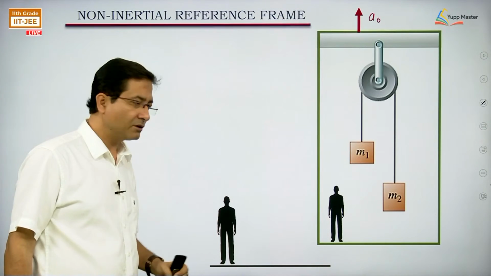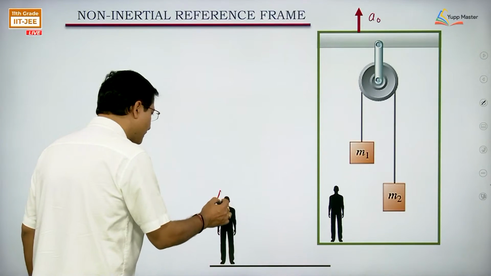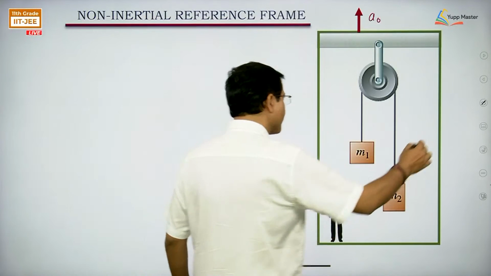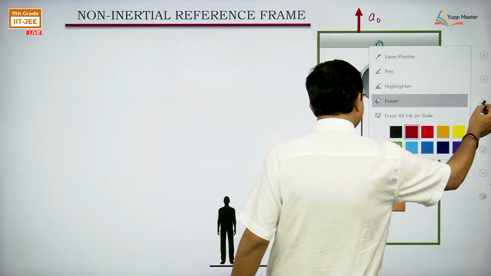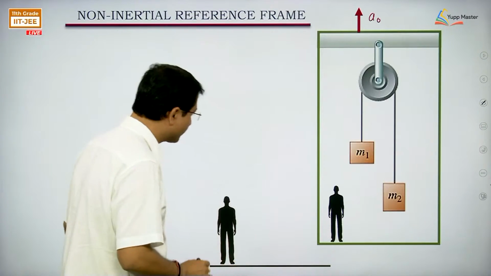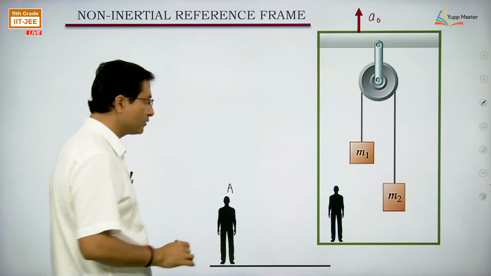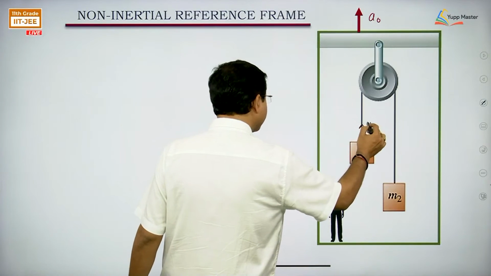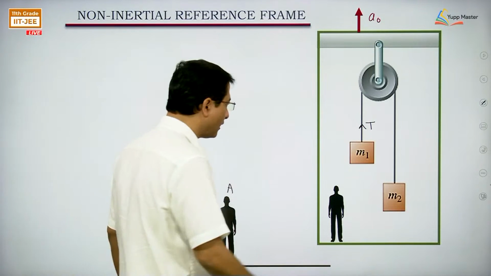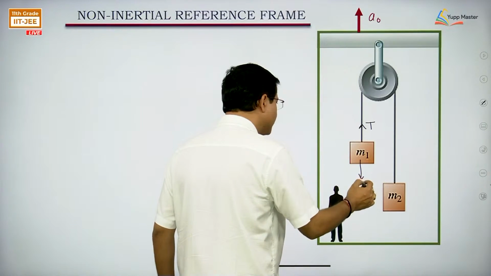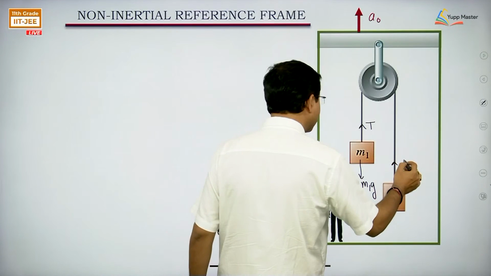Let's first write the equation for this observer who is standing on the ground. So for this observer, observer A, I will draw the free body diagram. Okay. So the string will be pulling it, tension. Earth will be pulling it down, mg. Similarly here tension will be pulling it, T.